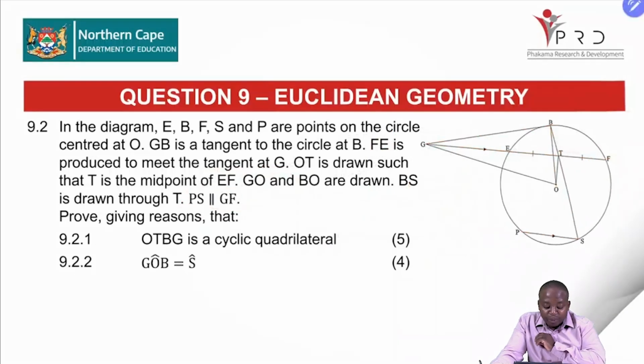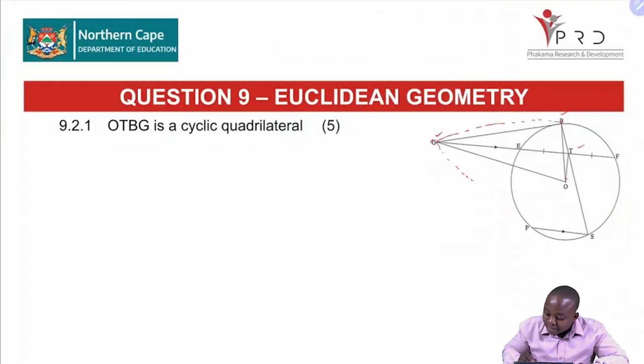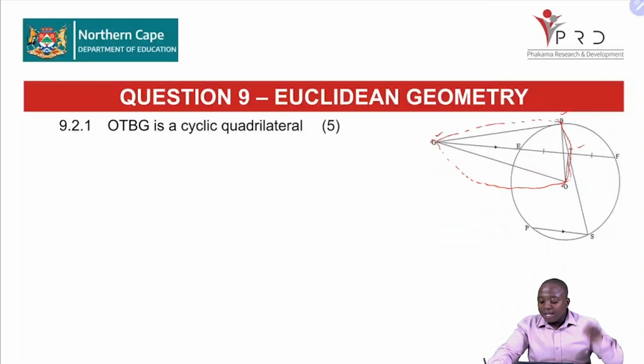Let us look at 9.2.1. We are required to prove that O, T, B, G is a cyclic quad. So we want to prove that all of those points are lying on the circumference of the circle.